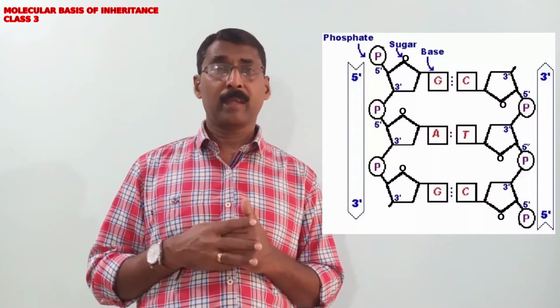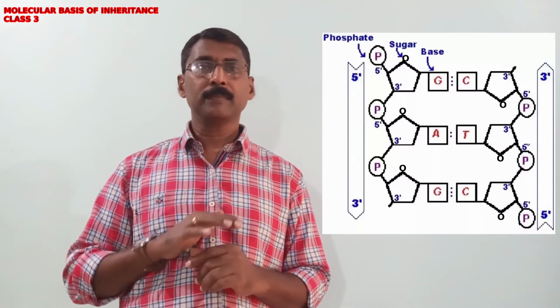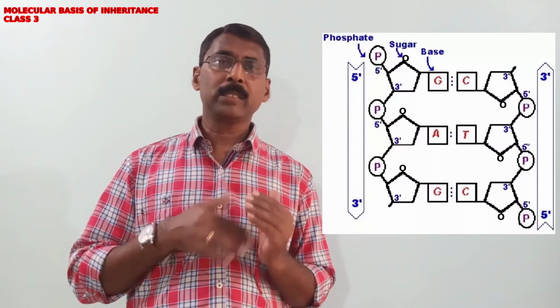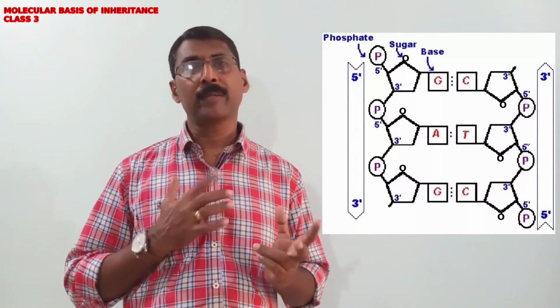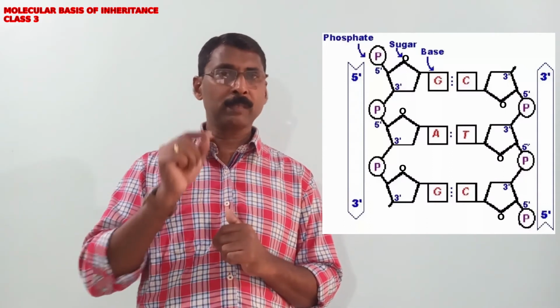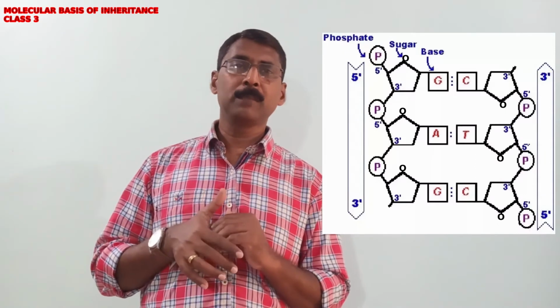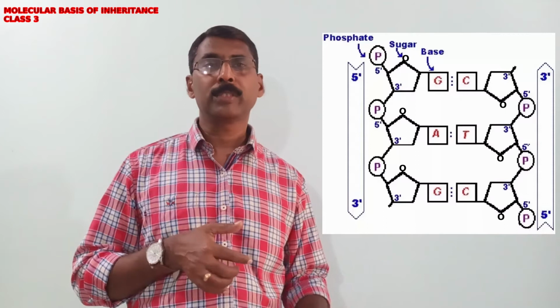And we say the DNA strands are anti-parallel. If we observe the diagram closely, we can see the orientation of the sugar molecule is different in different strands. In one strand, the oxygen atom of the sugar molecule is directed upwards, and in the other strand, the oxygen of the sugar molecule is directed downwards.